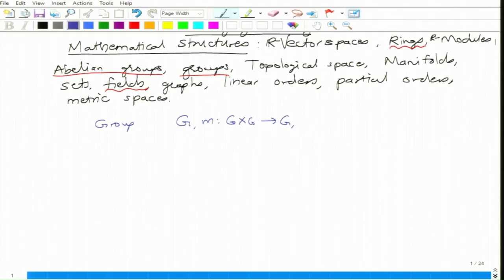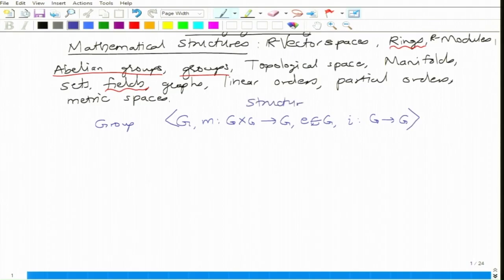Now, you said associativity. Is associativity written in this description of a group? Identity, okay. So some specific element E in G, let me write that, and inverse, let me call it I, from G to G. Now this is what we call the structure of groups. So this is the structure.